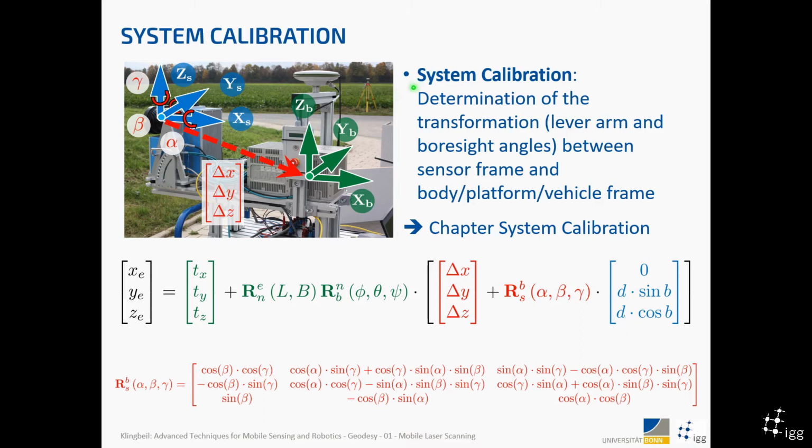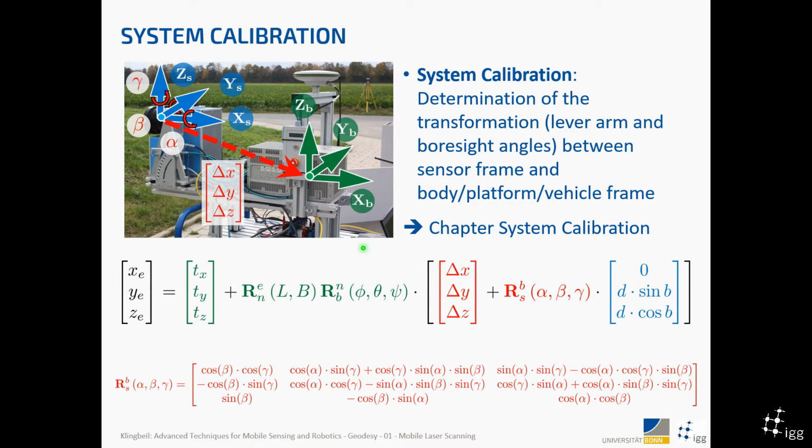To derive those parameters is called system calibration. So it's the determination of the transformation between the sensor frame and the body frame. That's what I just said before. And there will be a whole lecture about this system calibration in 3 or 4 weeks, on how to derive those parameters.